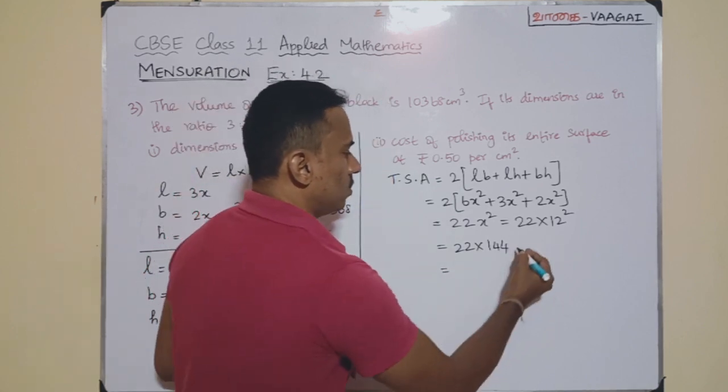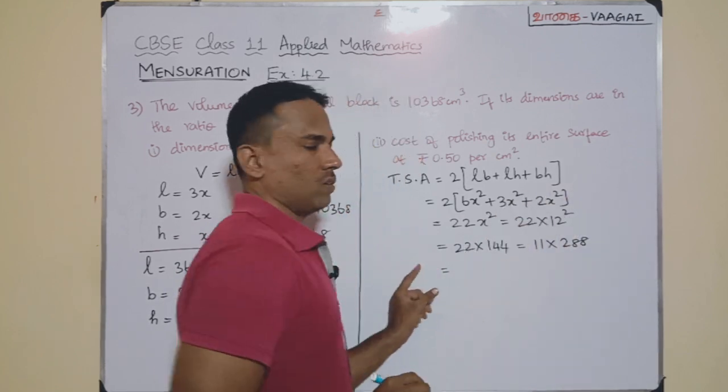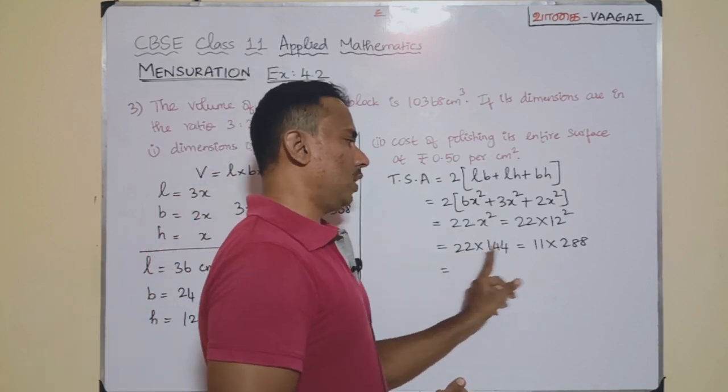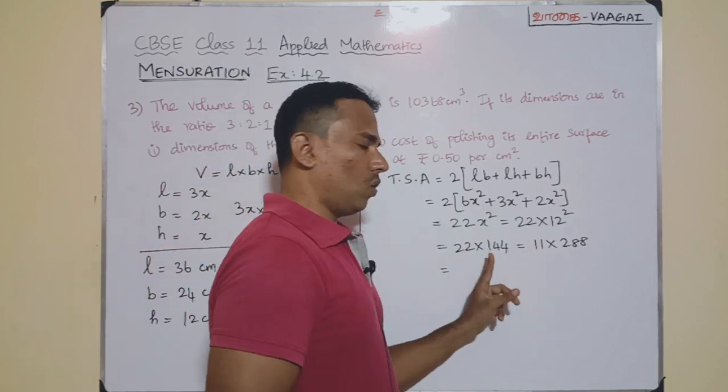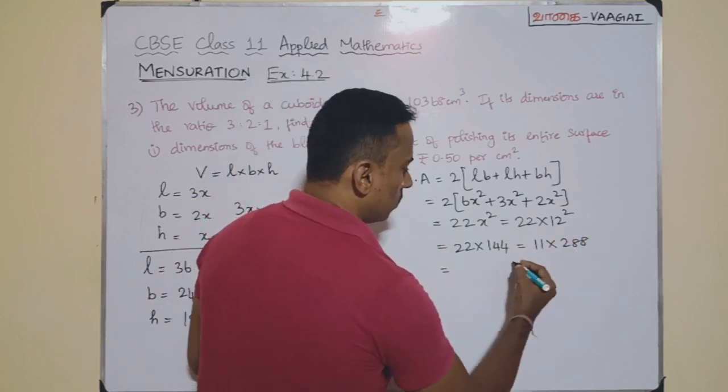Okay, let's do it like this. Let me rewrite this as 11 into 288. Okay, so because when I have 11 times of 9, I can easily multiply it. That's the reason. So this 22 I made it as 11, and this 144 I doubled it, 288. That's it. Okay, so 11 into 288 will be nothing but this will be 8.